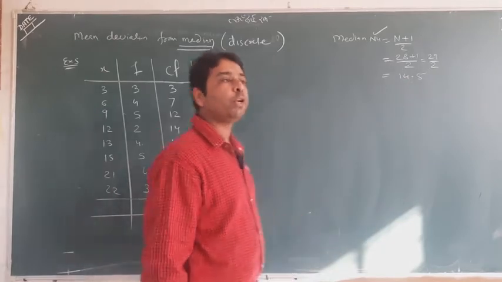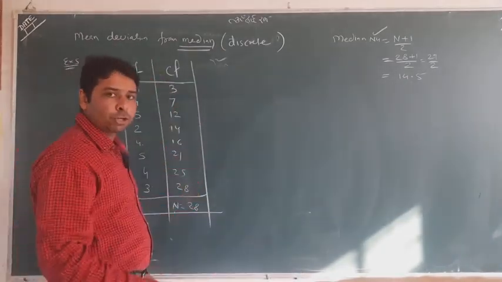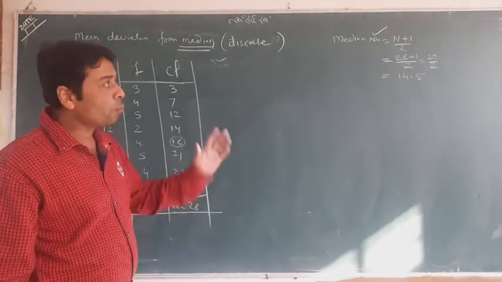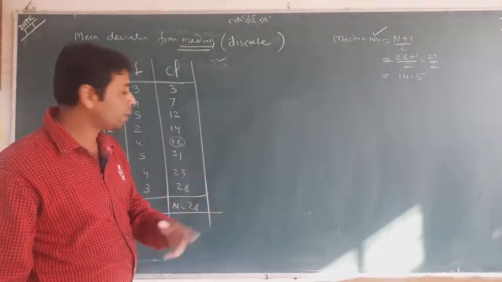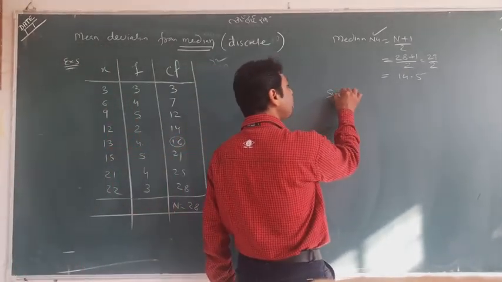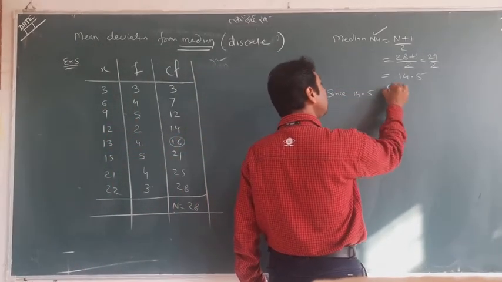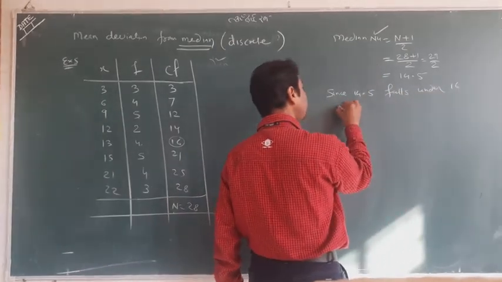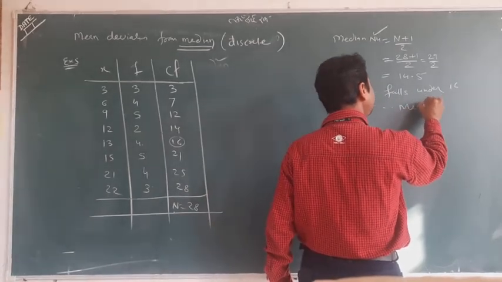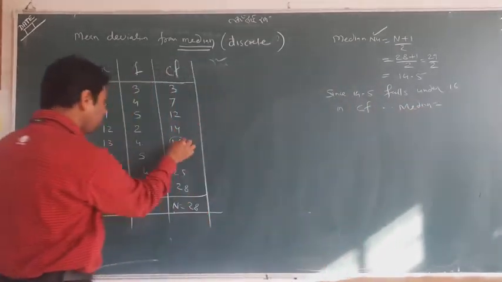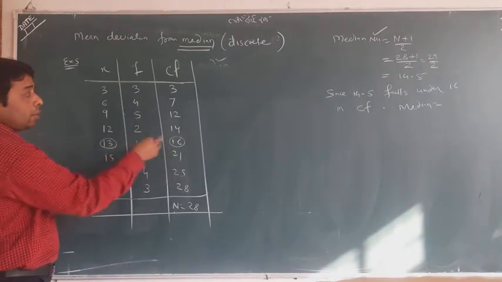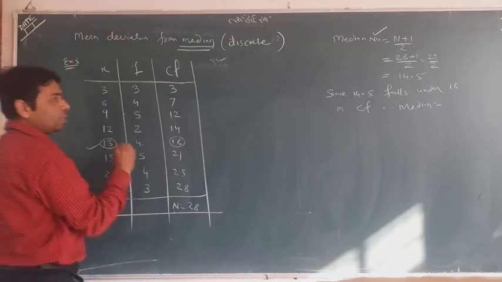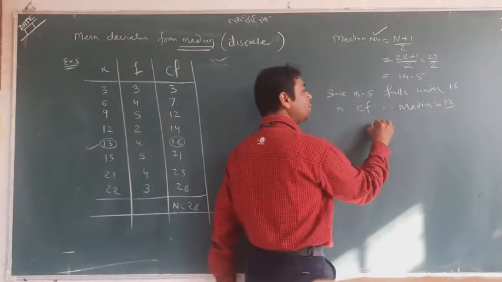Now look at where 14.5 comes. It is coming just after 14, so it counts under 16. I will write, since 14.5 falls under 16 in CF, the median is the corresponding number in x, just opposite. 13 is called the median.